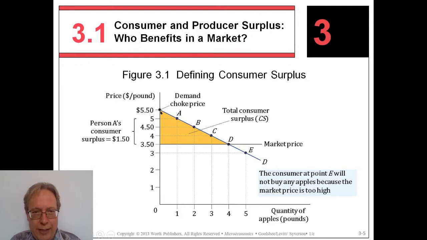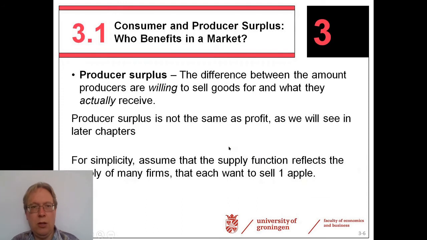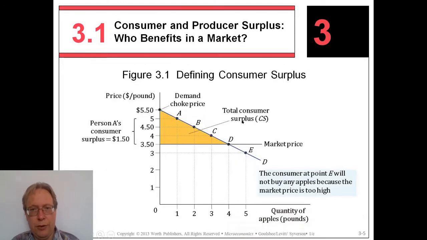So this consumer here has a surplus of 550, this difference, and this person has this difference, and there's the person here who has this surplus. So what if we look at the total surplus of all consumers combined? Well, then we would end up exactly at this yellow triangle, right? This is simply the sum of the individual surpluses, and that gives you total consumer surplus. That's our definition of total consumer surplus, and we will use that as a measure of how happy consumers are with what happens on this market.